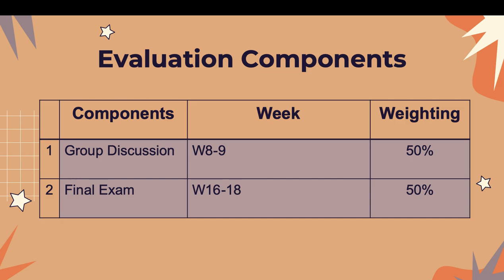These are the evaluation components. The first one is group discussion, which will be conducted during week 8 to 9, and it is worth 50%. And the final exam will be conducted during week 16 to 18, somewhere in between, and is also worth 50%. For this semester, there are only 13 weeks.